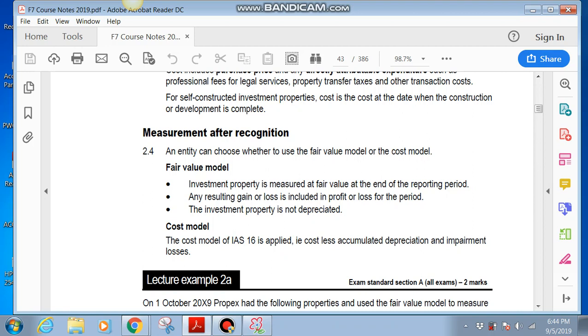The other difference is that with an investment property, once you revalue it, you stop depreciating it, whereas under IAS 16 you continue depreciating it over the remaining useful life. Clear?